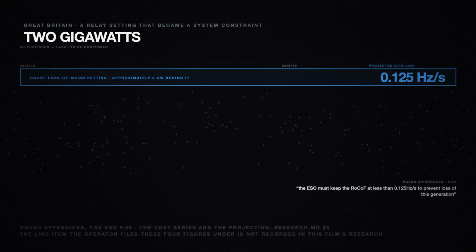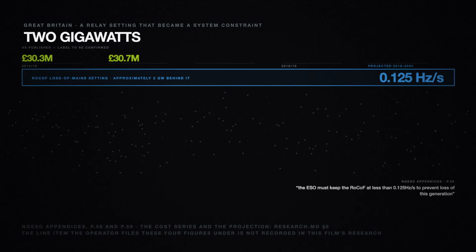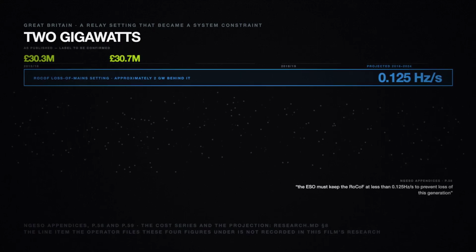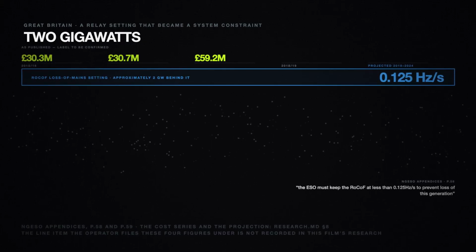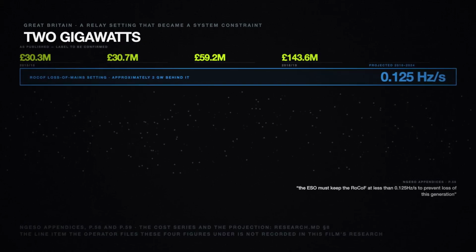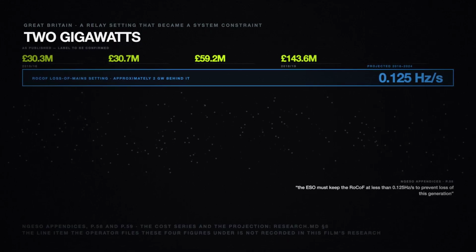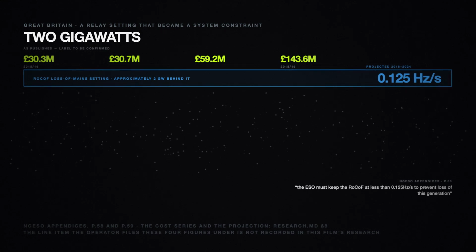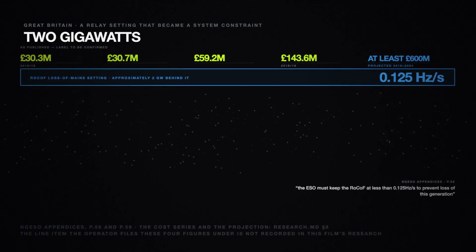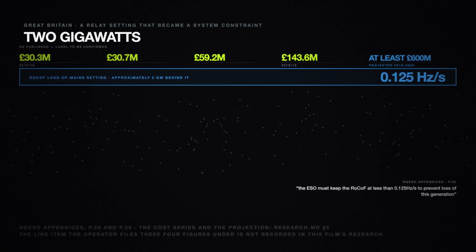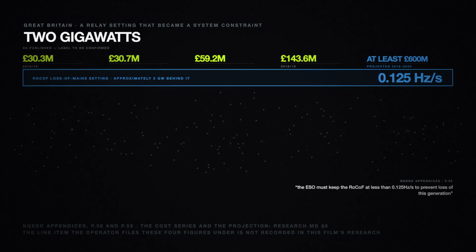This film's research carries 4 annual figures alongside that constraint and does not record the line item the operator files them under. 30.3 million pounds, 30.7, 59.2, and 143.6 million in 2018 to 19. The same material carries a projection of at least 600 million pounds across 2018 to 24. A projection is a chosen number, and it is drawn as one.